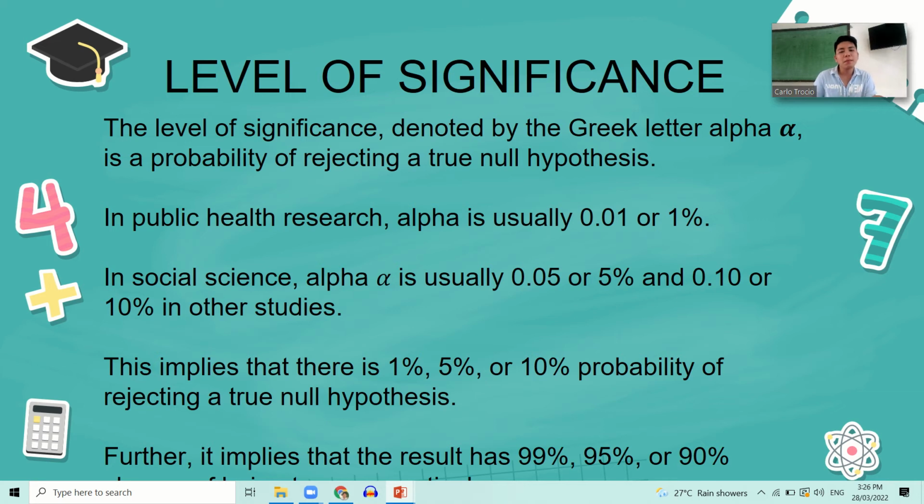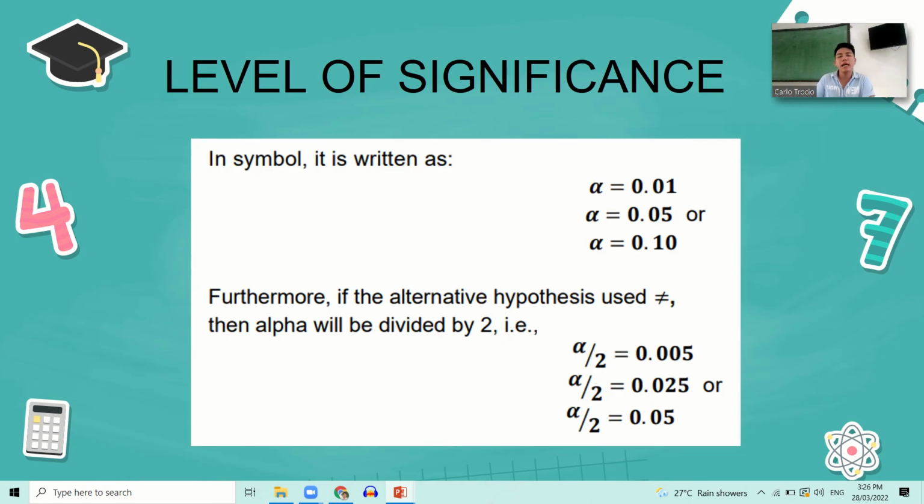This implies that there is 1%, 5%, 10% probability of rejecting a true null hypothesis. Further, it implies that the result has 99%, 95%, or 90% of accepting the null hypothesis, or this is the confidence level. Okay. In symbol, it is written as, this is level of significance denoted by alpha, 0.01, 0.05, 0.10, and if you have here this one, not equal, you will have two-tailed test. Therefore, you're going to divide it by 2. Okay, that is two-tailed.